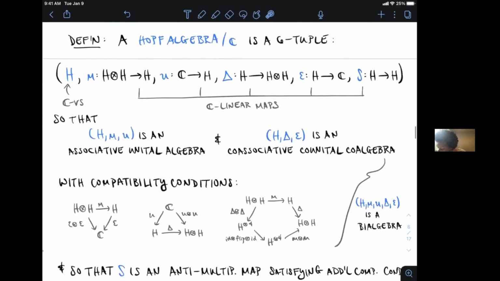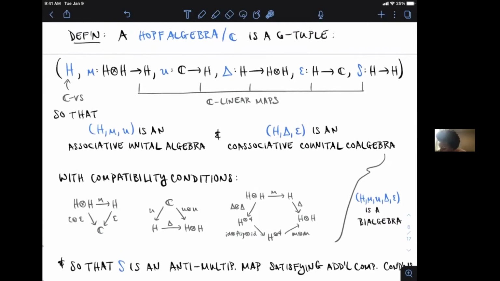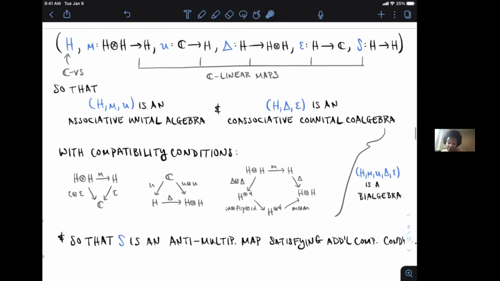Okay, so now we have an algebra and a coalgebra meshed together, that forms a bialgebra. And then we have this map that plays the role of an inverse. It's called an antipode, and this is an anti-multiplicative map, and it satisfies some additional compatibility conditions, which I don't want to write down. Okay, so a Hopf algebra is a very rich algebraic structure. And for those of you who don't like algebra, sorry, but it's a very beautiful structure. Okay, now I want to convince you why they're important.